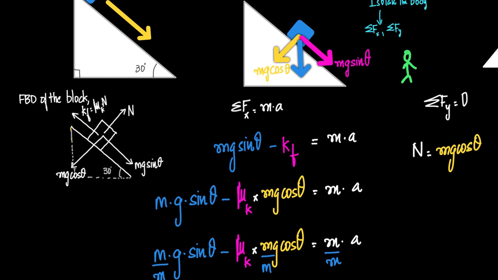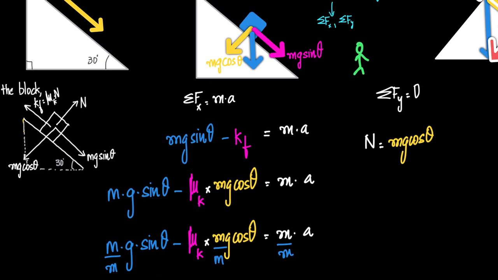So now let us apply sigma Fx is equal to ma and sigma Fy is equal to 0. So you may be asking, why is sigma Fy equal to 0? Because there is no motion in the y direction. So displacement in the y direction is equal to 0. Therefore velocity in the y direction is equal to 0.